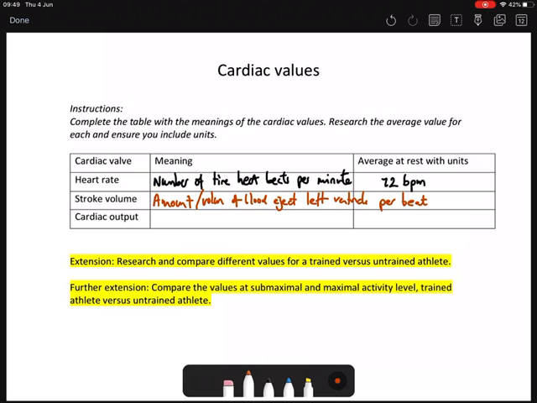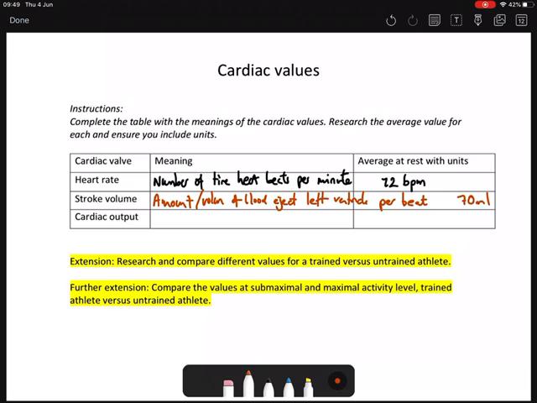Now this one, because it's a volume, will be in milliliters. And they say the average is 70 milliliters. Again, you could do additional research and ask, what is the stroke volume for Mo Farah, potentially for yourself, or a trained athlete versus untrained. You won't be able to measure your stroke volume yourself.